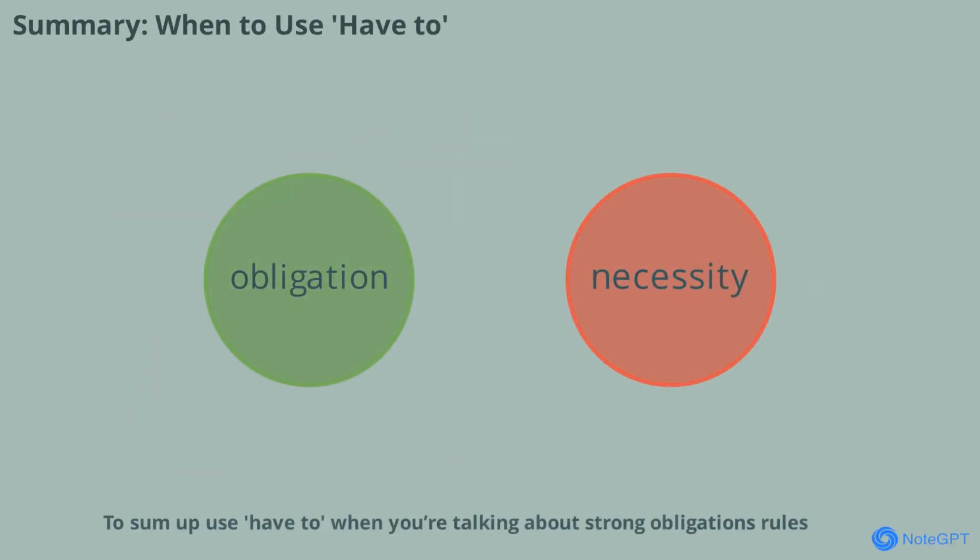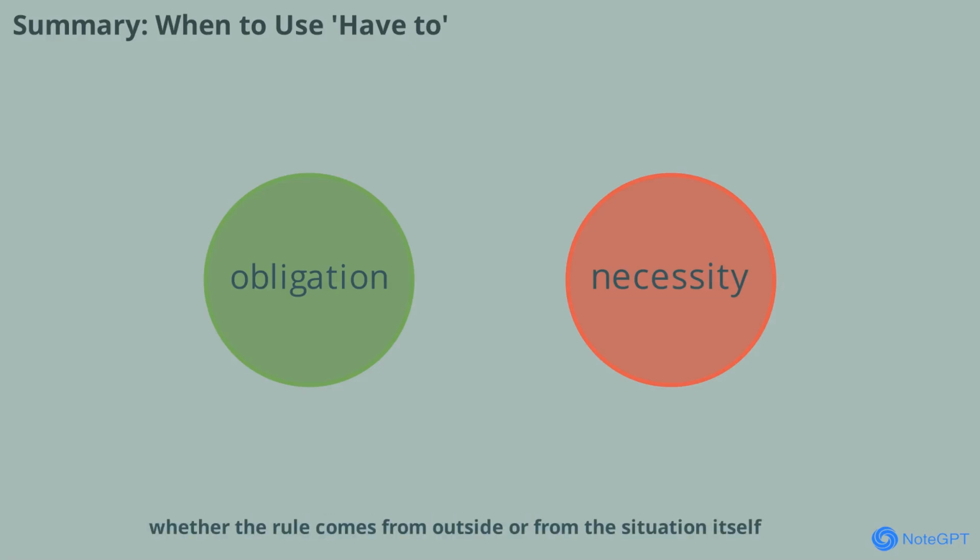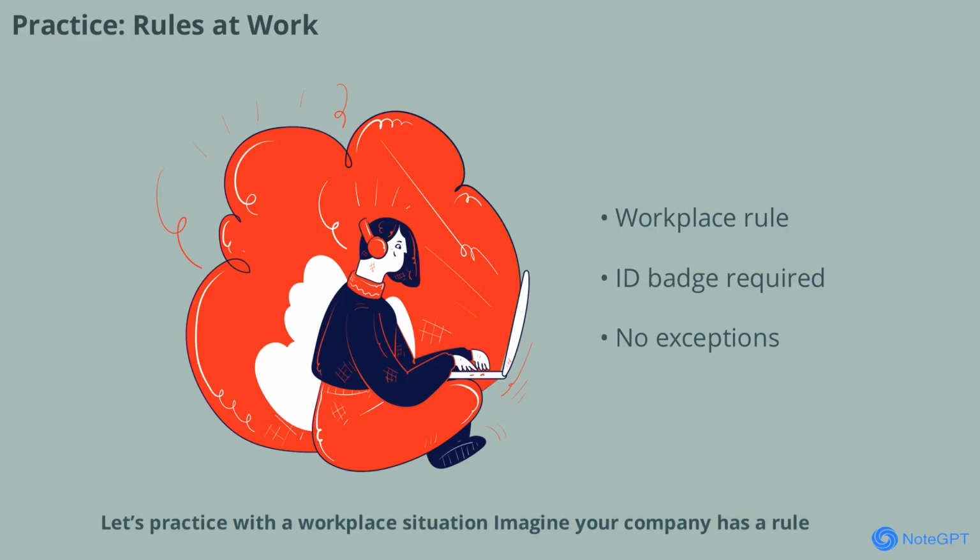To sum up, use have to when you're talking about strong obligations, rules, or things that are absolutely necessary. It's for situations where you have no choice whether the rule comes from outside or from the situation itself. Remember, the grammar changes for tense and subject, and be careful with the negative form. Let's practice with a workplace situation.